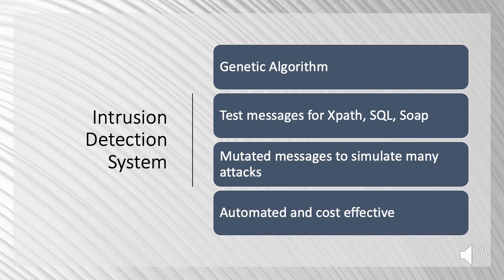The researchers proposed an automated intrusion detection system that works in conjunction with existing web scanner tools to improve their ability to test web services. The algorithm they used is called genetic algorithm, and they used it to generate test messages for XPath, SQL, and SOAP messages. The algorithm enabled them to make slight mutations in order to create many variations of attacks. In order to create these types of tests manually would be extremely labor-intensive.